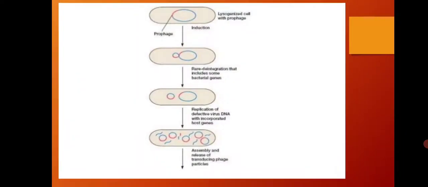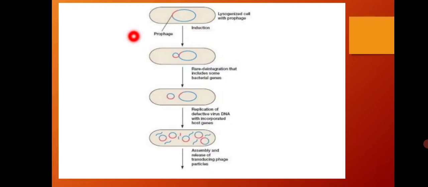Let's study the process of specialized transduction. It is very similar to generalized transduction. It starts with the attachment of the phage to the bacterial cell, which is not shown in this picture. The first step is attachment of the phage to the bacterial cell. After attachment, the phage introduces its genetic material into the bacterial cell.